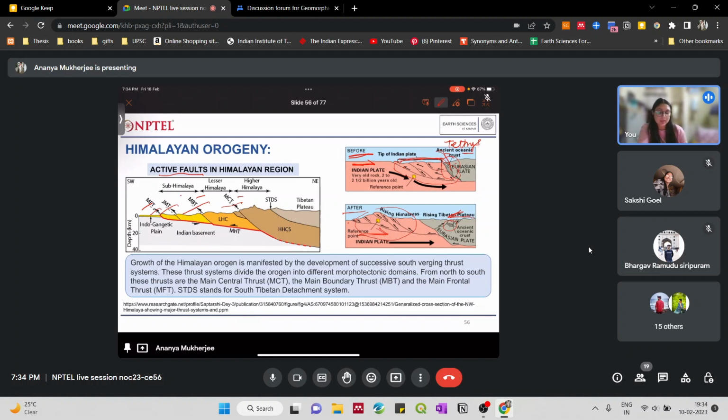Also, you have sub Himalaya, lesser Himalaya, and higher Himalaya. You can see that this is the Indian basement that is still moving towards the Eurasian plate, and that Eurasian plate is still moving in the southward direction. This is one of the examples of convergent plate boundaries.